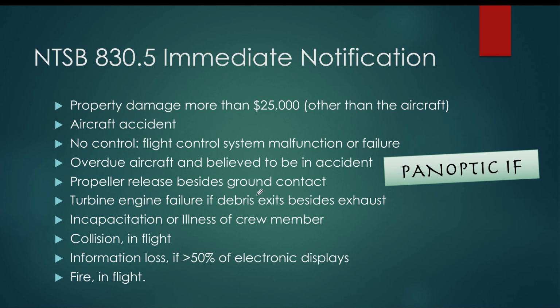Now, if there's an aircraft accident, and of course 830.2 defines aircraft accident basically as there was a death or a serious injury, or the aircraft received substantial damage. And you have to look at the sub-definitions for each one of those to see if it met the requirements of an accident for you to report it. If there's a flight control system malfunction or failure, this includes flaps, trim, ailerons, hydraulics that can control the flight controls, any of that stuff. If an aircraft is overdue and believed to have been in an accident, if they took off with 3 hours of fuel and it's been 5 hours and you haven't heard from anybody, you should probably call. They're not still flying, that's for sure.